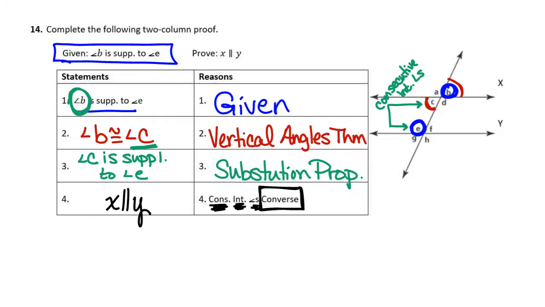If I already know the lines are parallel, then I can say things about angles being congruent or supplementary, and that would just be my theorem.